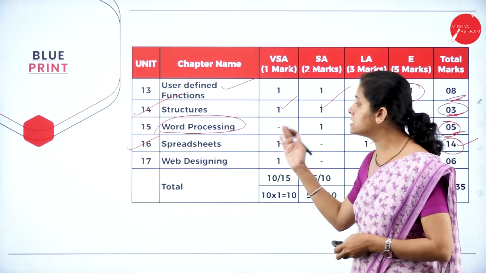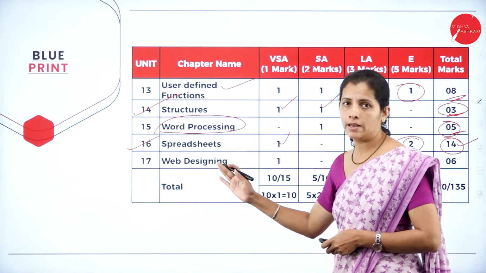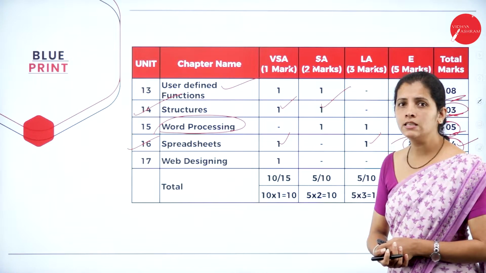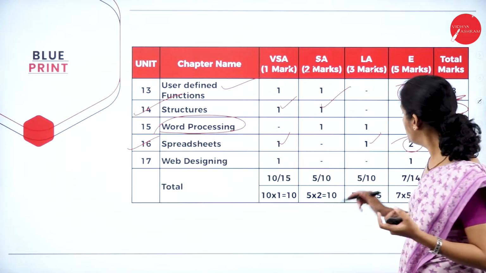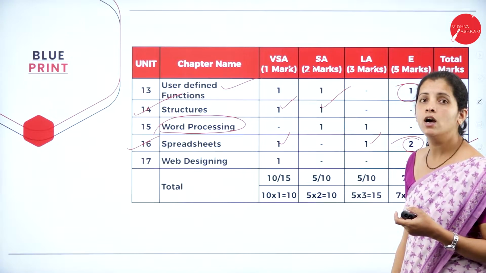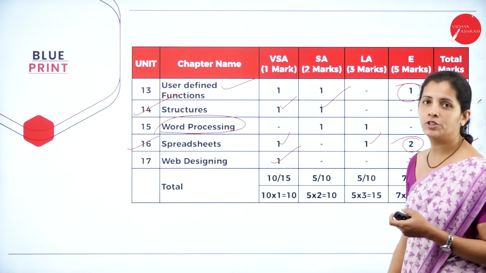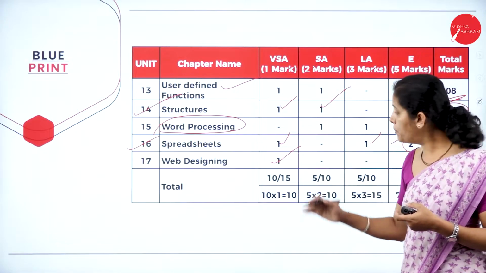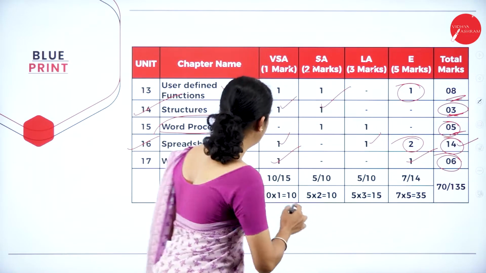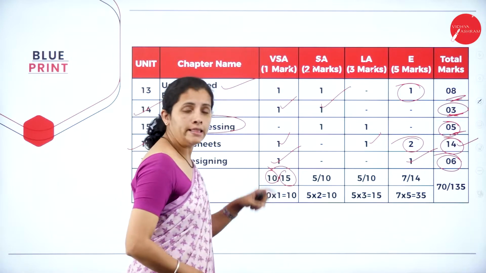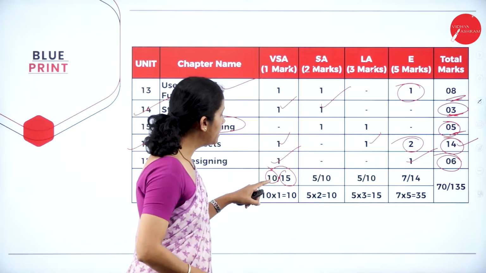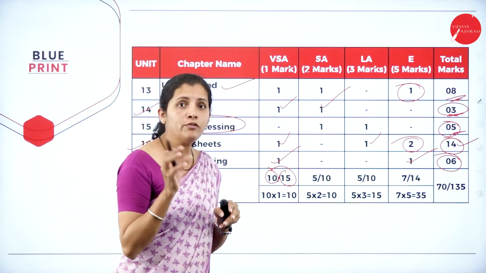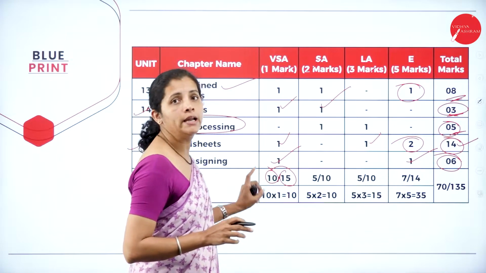Moving on to the last chapter, that is web designing. Now what is the weightage? It is 6 marks. That means I can expect one 5 mark question and one 1 mark question. So if I study all 17 chapters properly, then I'm going to get 15 options. In that 15 options, I want to write only 10. So I'm going to have 15 questions. Out of 15, I'm going to attend only 10.